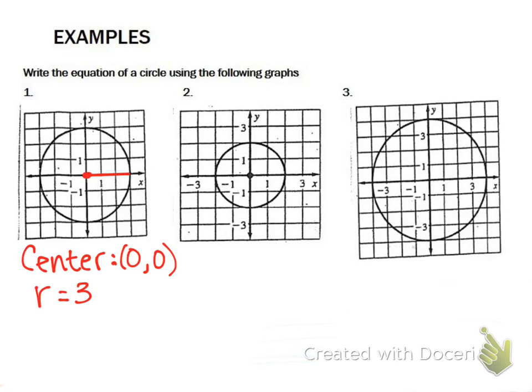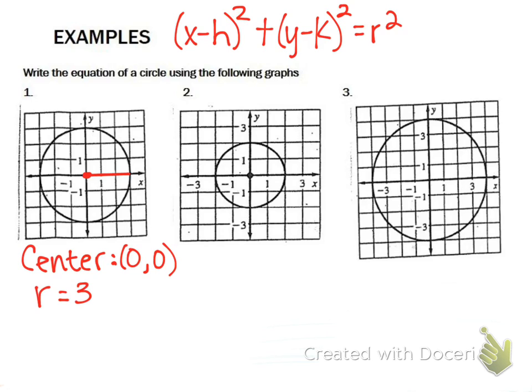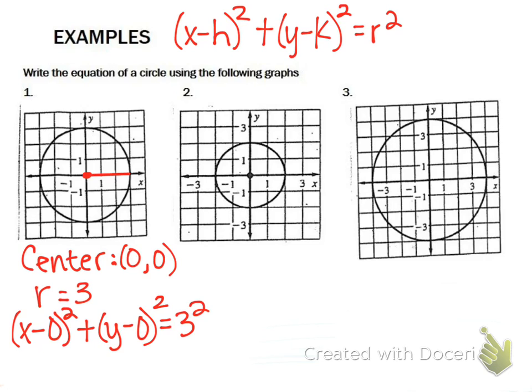Now that we know all of this, we can write an equation. Now, in general, our equations are (x minus h) squared plus (y minus k) squared equals r squared. I'll show you on this first one what I was talking about on the last slide about our origin being at 0, 0. The center is h comma k. So if instead of an h I put a 0, and instead of a k I put another 0, what am I plugging in for r? 3. Notice that r gets squared, so I'm going to put 3 squared.